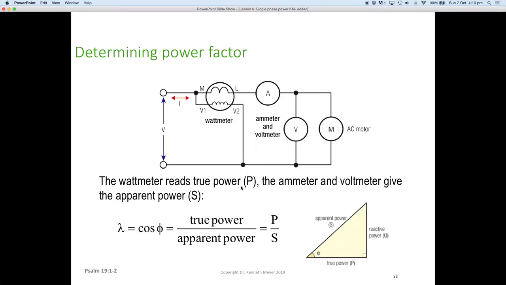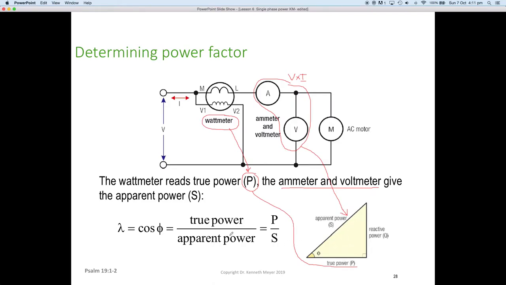So wattmeters measure true power. They measure the P. So our wattmeter is measuring P. That's what this one's doing here. It's measuring P. And of course, that's this side of the triangle. The voltmeter and the ammeter, as their name implies, only measure volt amps. So the volts multiplied by the amps, the VA, that's the combination of these two, gives us the hypotenuse of the triangle.